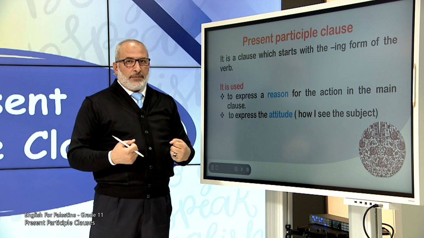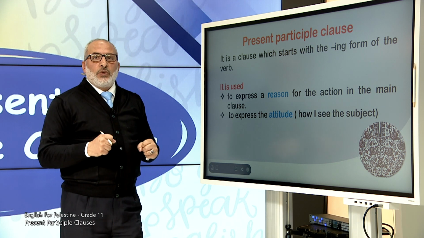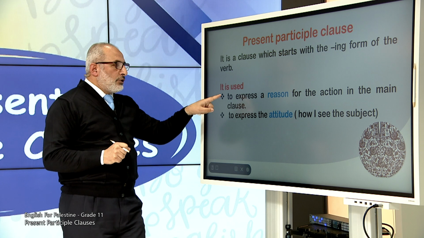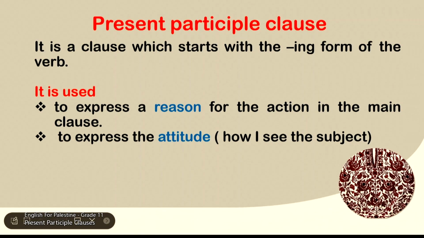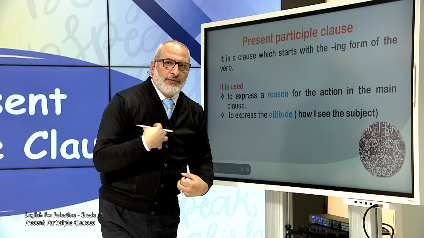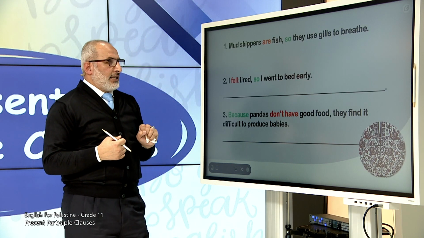When do we use present participle clause? Actually, in your book, we use it in two situations. The first one, to express a reason for the action in the main clause, and the second one to express the attitude. So how I see the subject. What is my point of view? Okay? Let's see here, please, these examples.